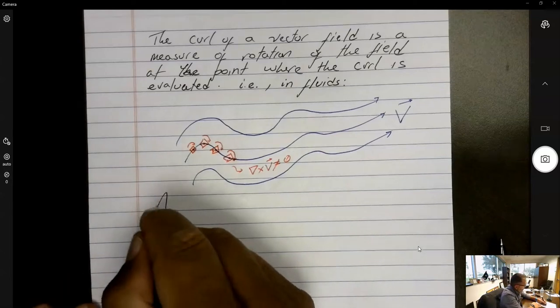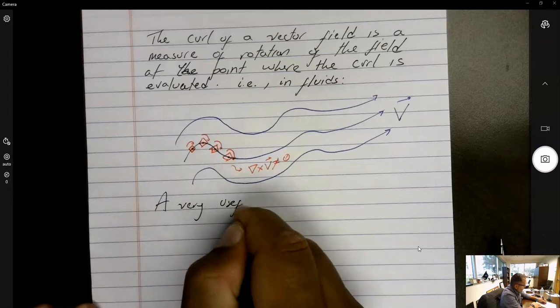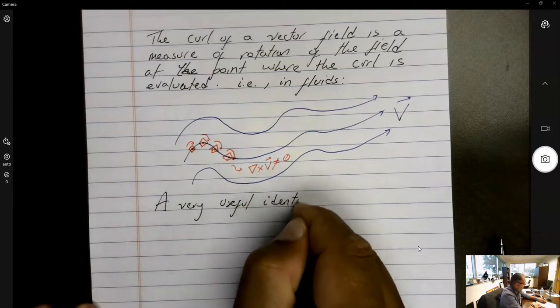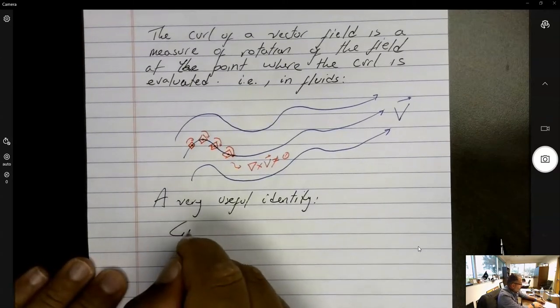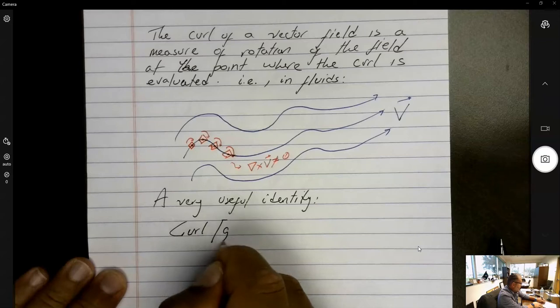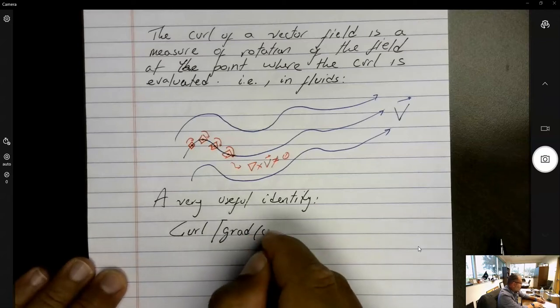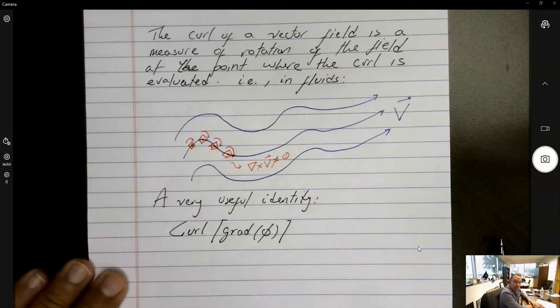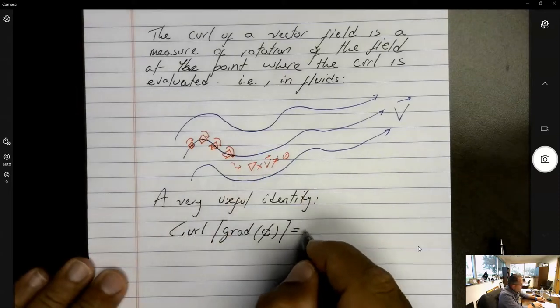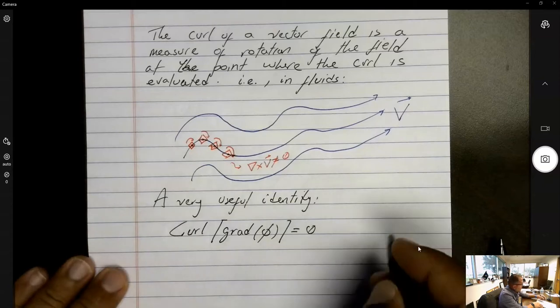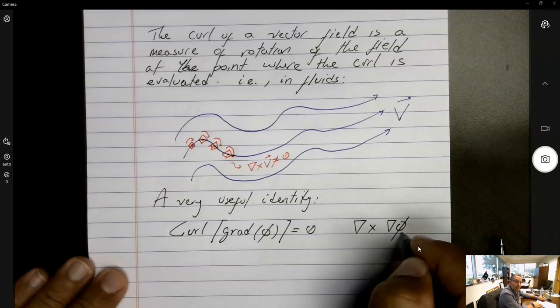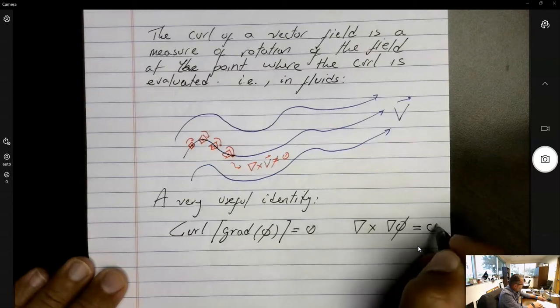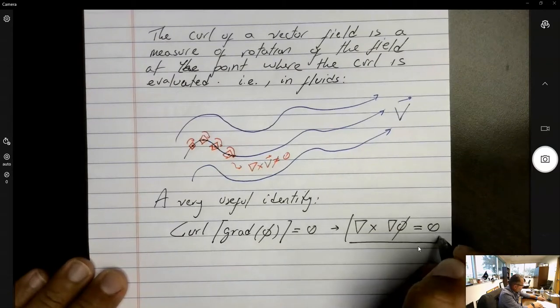Now, a very useful identity, and this is just a mathematical identity, is that the curl of the gradient of a scalar potential field is equal to 0, always. So if you take the gradient of phi, and then to that resulting vector field you take the curl, you will always get 0, no matter what.